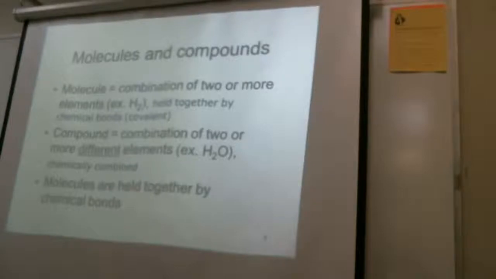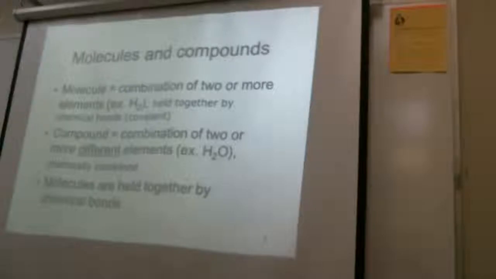Difference between molecules and compounds. Now, a molecule is just the combination of two or more elements. It can be the same or it can be different elements. Not really any specification. They are held together by chemical bonds, and specifically the covalent type of bond.